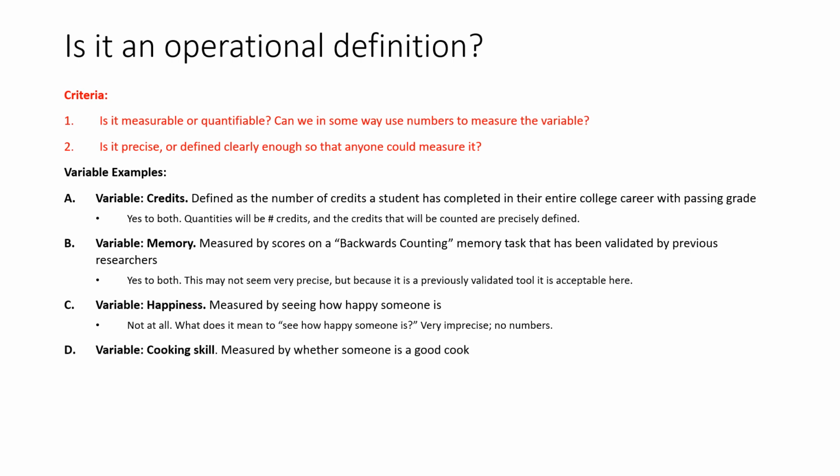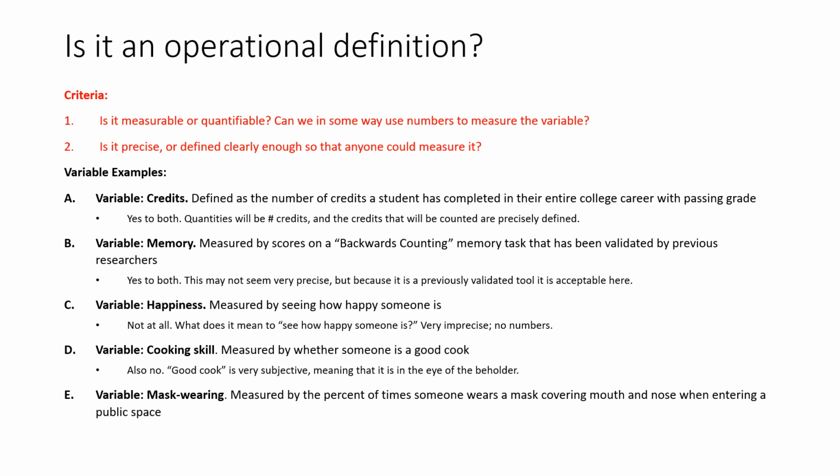Variable, cooking skill, measured by whether someone is a good cook. Here again, I'd say no. I don't know what to put a number to. I don't know what the number is going to mean. Good cook is very subjective. It's in the eye of the beholder. This one needs a lot of work.